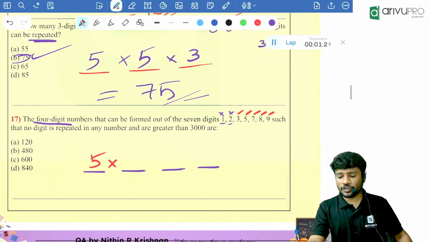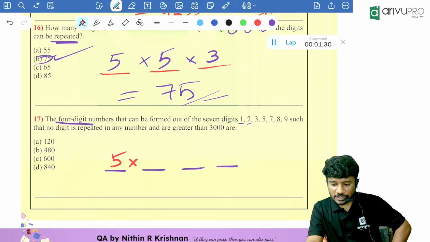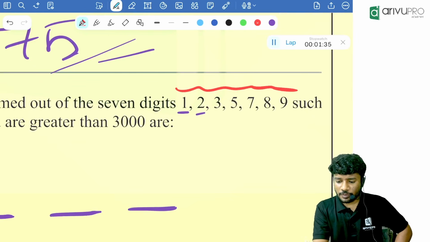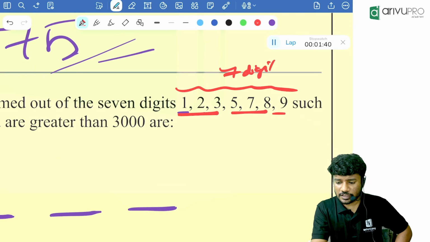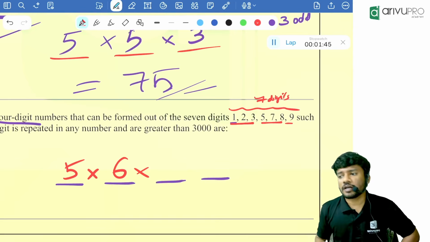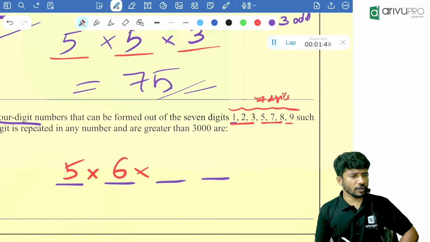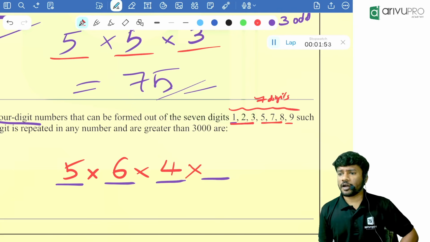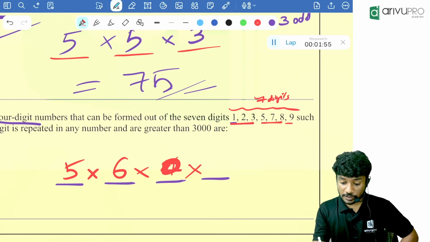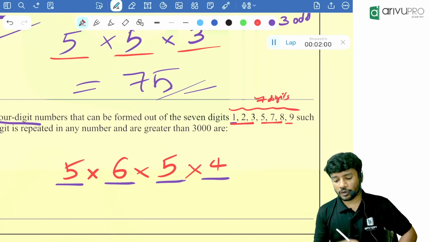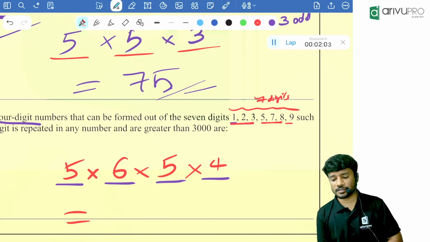Into. Now you tell me how many can sit in the next place. One person already sat. That means how many are remaining? In total, how many digits are there? 7 digits are there in total. So one person already sat means 6 are remaining. Now 2 people already sat. How many are remaining? 5 are remaining. Then how many are remaining now? 4 are remaining. So you tell me how much is the answer?